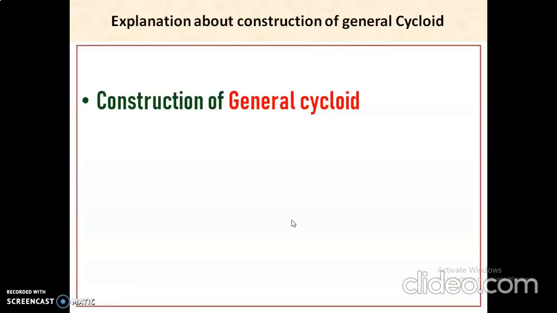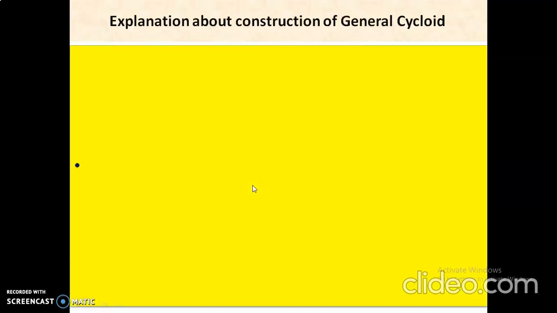In this class we are going to discuss these two topics. First we should define the cycloid, and then we will discuss the construction of a general cycloid. So first we will see the definition of the cycloid. How can we define a cycloid? We have already seen the definition in the previous class, but once again, listen.